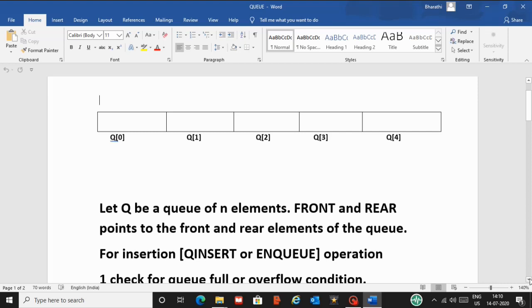Okay, and then you can implement queues in two ways. One is array based implementation, which is static implementation. That is, the memory would be allocated during the compilation time before execution. You cannot resize it, that is, you cannot increase or decrease the size of it.